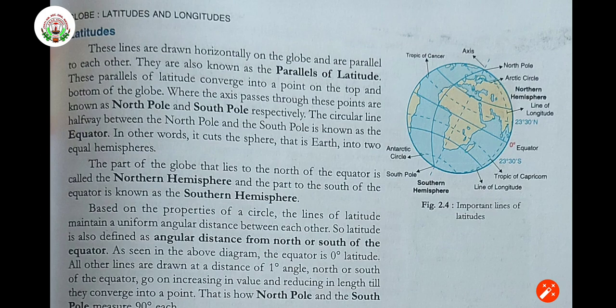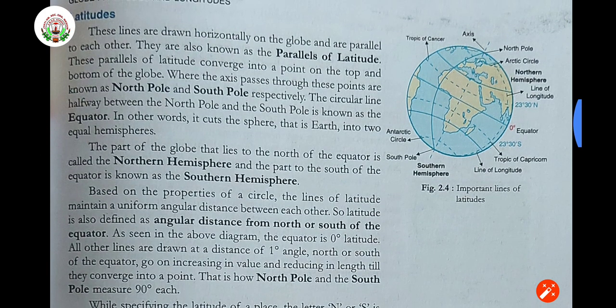Then above the equator, just above the equator, on the north side it is Tropic of Cancer, south side it is Tropic of Capricorn. Then on the north side it is Arctic Circle and southern side it is Antarctic Circle, and the topmost is North Pole, below it is South Pole, and the axis is going to cut, right?